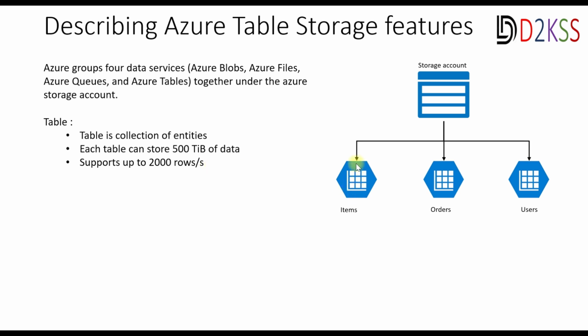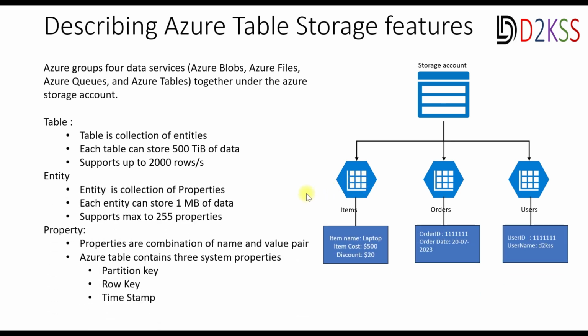So this table is a collection of entities. So what is an entity? An entity is a collection of properties. So item name laptop, this is one property. This collection of properties is called an entity. Each entity can store 1 MB of data and supports a maximum of 255 properties. So you can create 255 properties like item name, item cost, discount, etc.